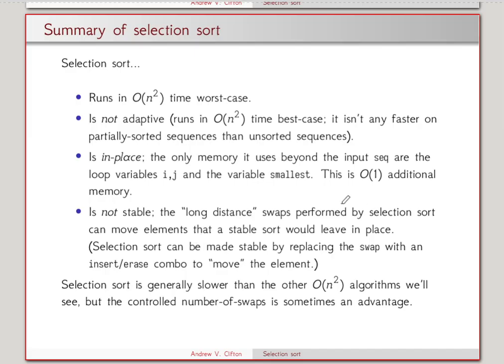So anyway, selection sort is generally slower than the other n squared algorithms, but the number of swaps being predictable, sometimes that's an advantage. Sometimes you want to say, okay, I'm only going to swap exactly n times. So that is selection sort. If you want, you can move on to the next one, which is going to be bubble sort.